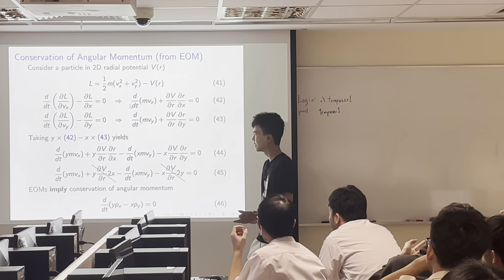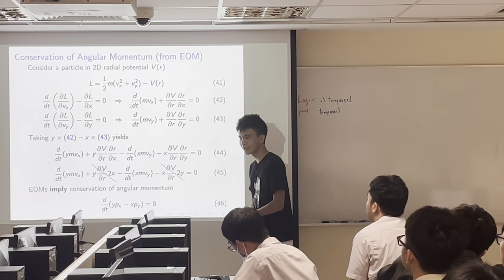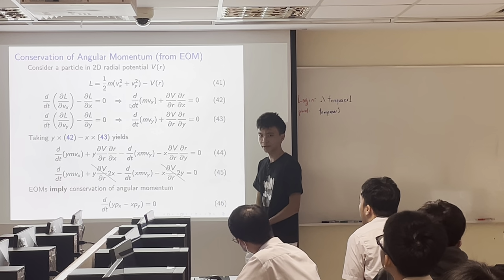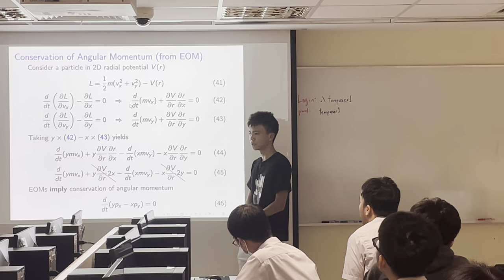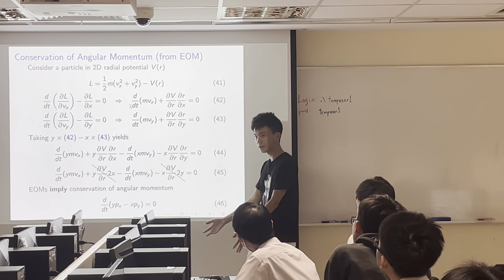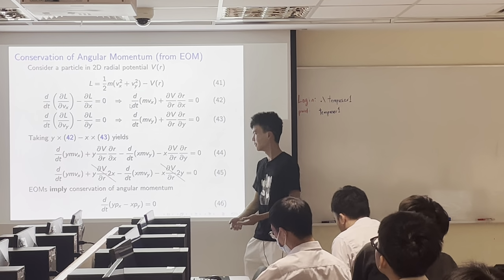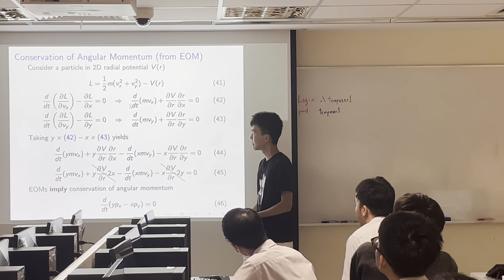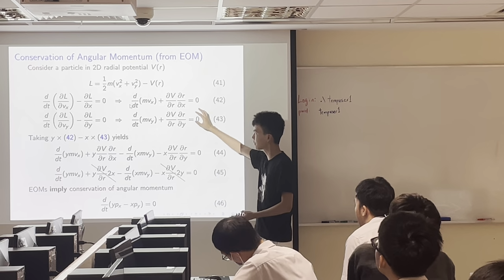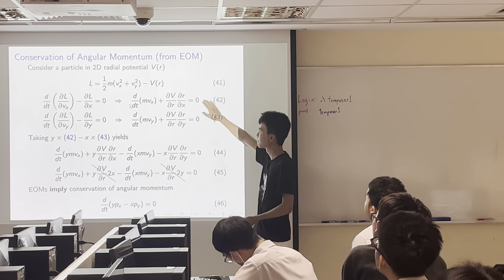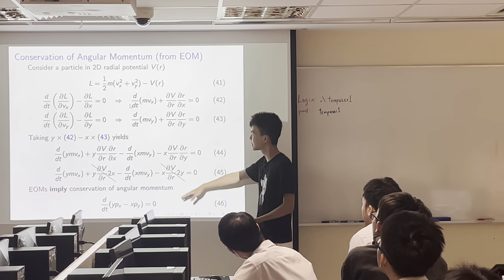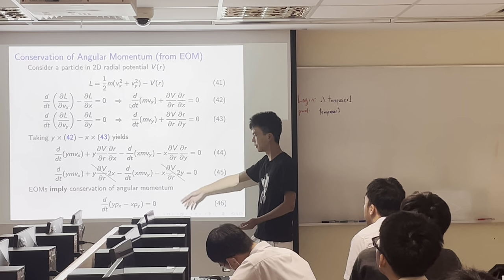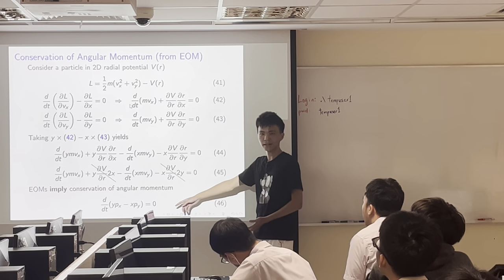So the point I want you to know here is, where do you learn conservation of angular momentum? Usually you learn it from a textbook. They say, oh, this system, if there is no torque, then you have conservation of angular momentum. And that's okay. But from the Lagrangian mechanics point of view, your conservation of angular momentum comes from your equation of motion rearranged in a very clever way to get you this.